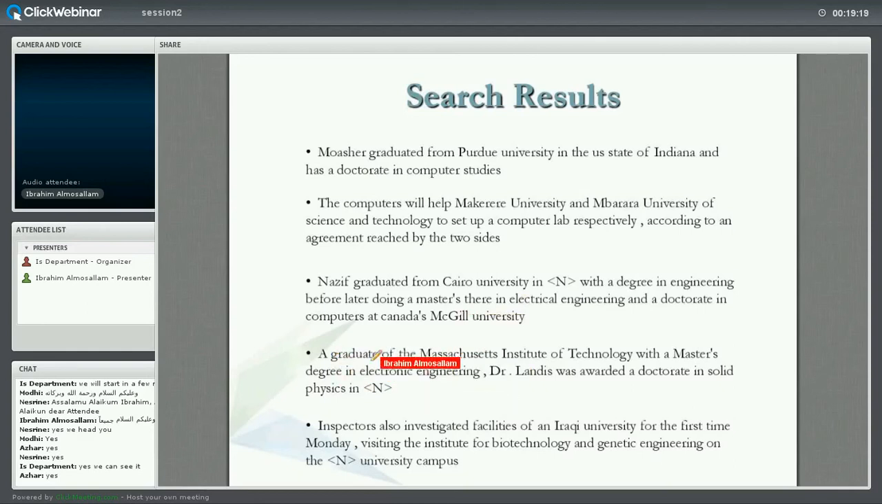Once you go to the third, I think you were starting to get further. A graduate of the Massachusetts Institute of Technology, MIT, with a master's degree in electrical engineering. Dr. Landis was awarded a doctorate in solid physics. Notice neither the word Oxford nor the word computer appeared here, but the overall featureness of the word Oxford and the word computer appeared. So we're, in a sense, searching by semantics or sentiments rather than by text form or structure.